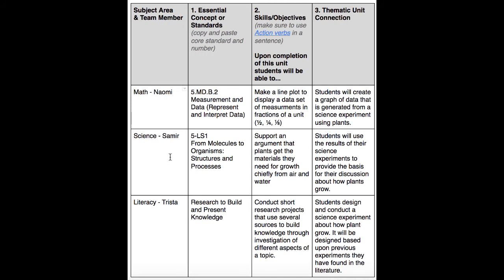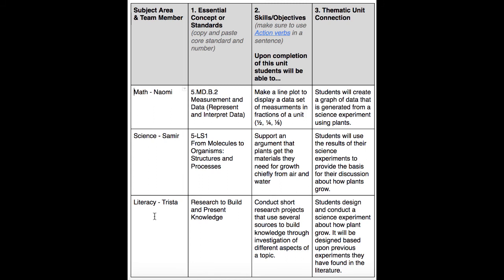In science, we have Samir, and he's using this concept or standard from molecules to organisms, structures and processes. Here he says the objective that he identified was to support an argument that plants get the materials they need for growth, chiefly from air and water. And here it shows how they're going to use the results that they got from the science experiment to provide a basis for their discussion about how plants grow.